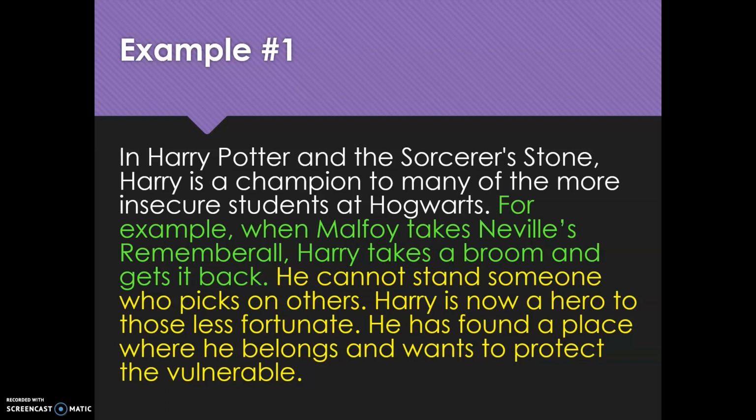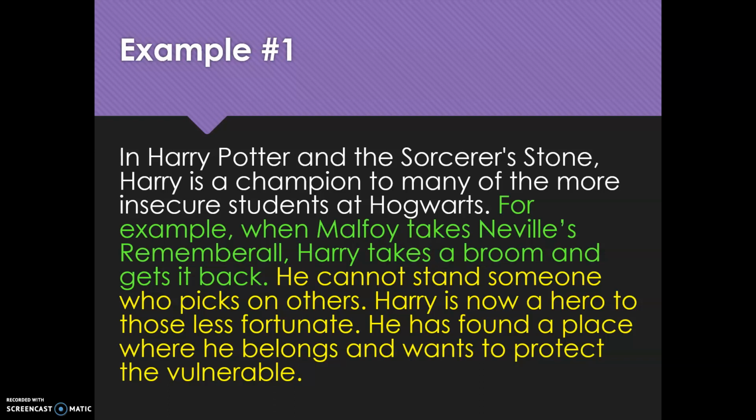Okay, so then in green, you see a piece of evidence from the actual story. Malfoy takes Neville's Remembrall, so Harry takes a broom and gets it back. If you've seen the movie The Sorcerer's Stone, you can probably remember that scene. Now, what you see in yellow is the commentary. So Harry can't stand someone who picks on others, so he becomes a hero to those less fortunate. He's found a place where he belongs, and he wants to protect the vulnerable.